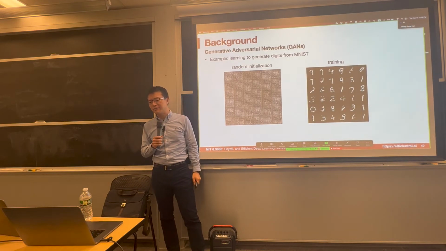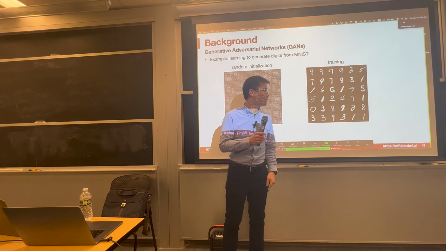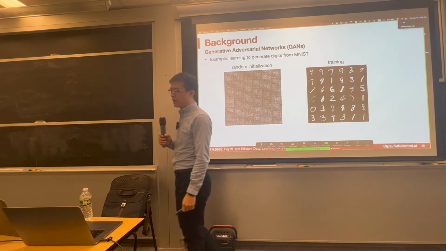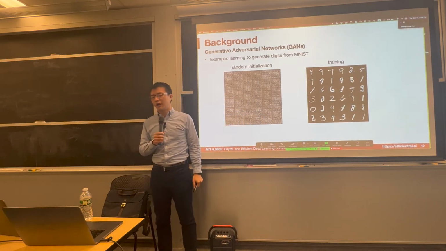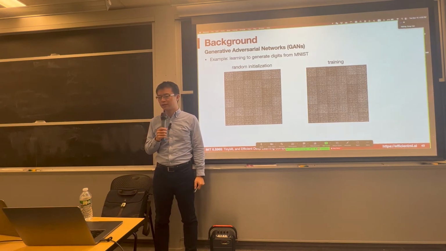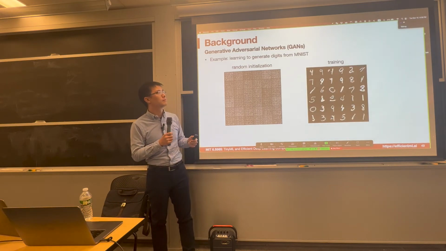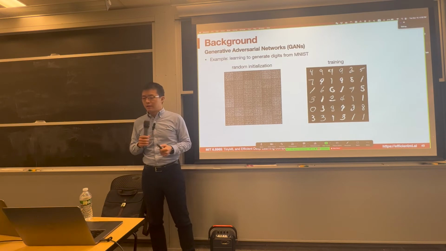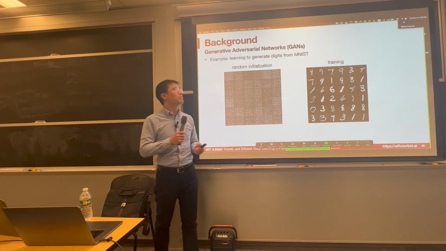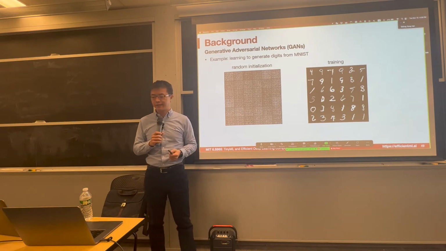So let's see an example. Using random initialization, after a while of training, we can actually generate handwritten digits by training on the MNIST dataset. We can watch it again. So this is an example of learning to generate digits from the MNIST dataset.